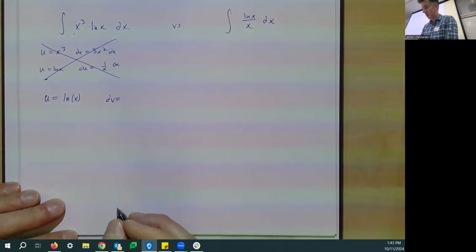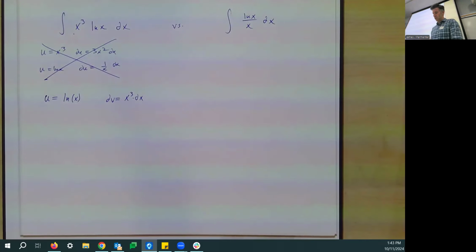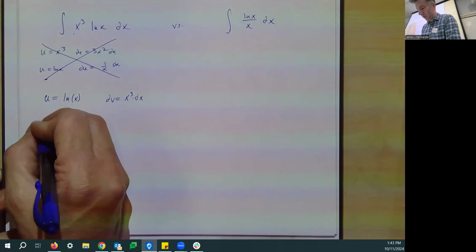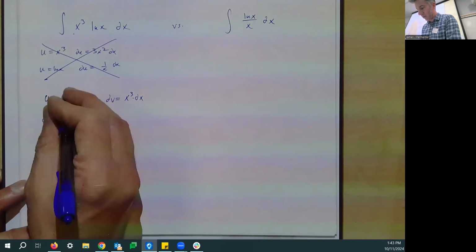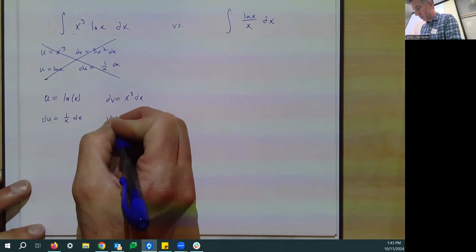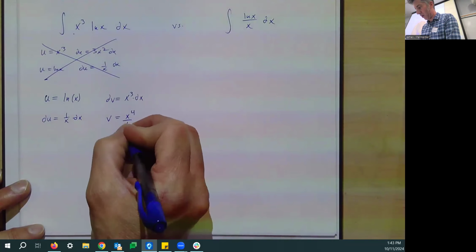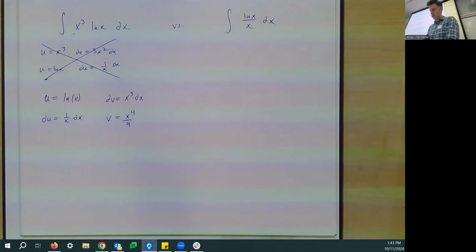Here, dv is going to be our x cubed times dx. We finish off our little table here. We're going to let du be the derivative of the natural log of x, which is 1 over x, and then multiply it by dx. Our v is going to equal the antiderivative of x cubed, which is x to the 4th divided by 4. And then we put it all into the nice little formula.